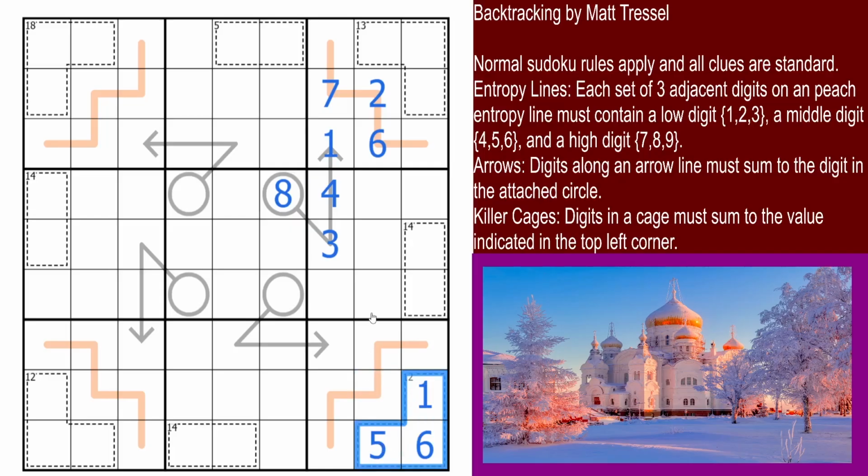So yeah, those are the rules. All the rules are standard. You have entropy lines, you have killer cages, you have arrow circles, and standard Sudoku. That's it. So with that, let's start this puzzle.